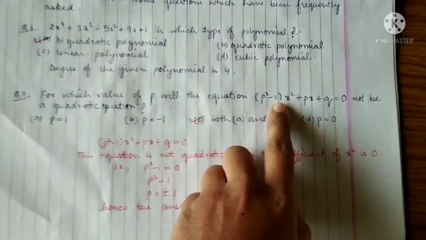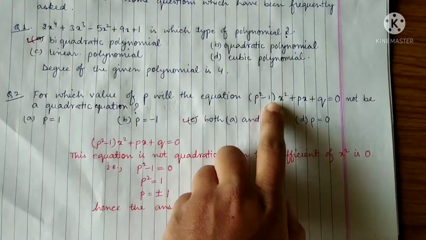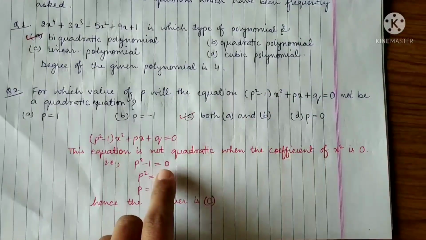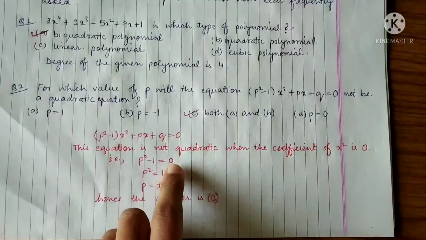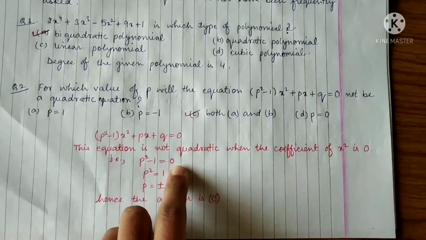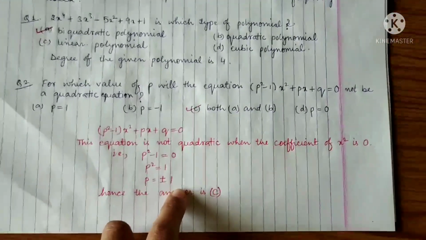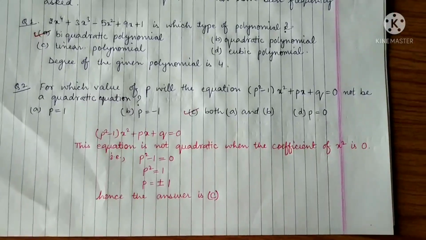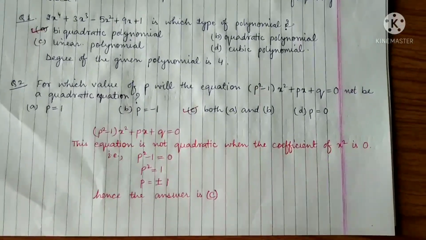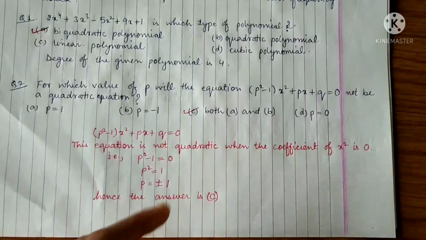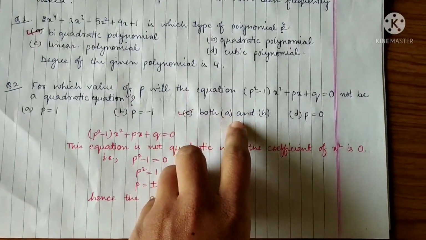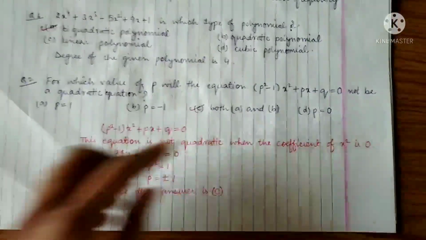For this equation to not be quadratic, this coefficient must be equal to 0. What we have done in the question? We have substituted it equals to 0. Then we have found the values of p, that is plus minus 1. Hence, for p equals to plus 1 and p equals to minus 1, this equation will not be a quadratic equation. So the right answer to this question will be both A and B.